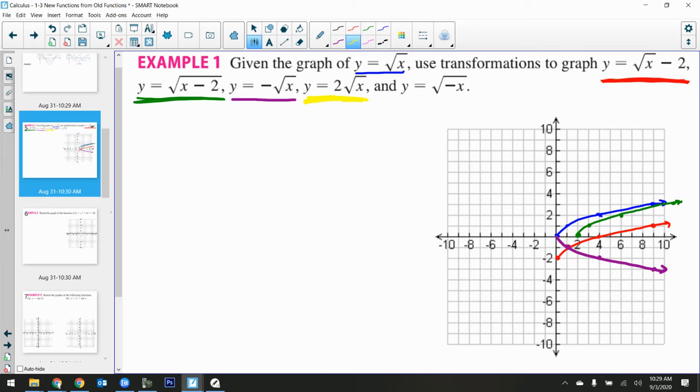Okay, what is that doing? 2 radical x. Vertical stretch by a factor of 2, right? Vertical stretch by a factor of 2. Does that change my first point? No. That first point stays where it is. The second point, 1, 1, turns into 1, 2. 4, 2 turns into 4, 4. Multiplying each y value by 2. 9, 3 turns into 9, 6.